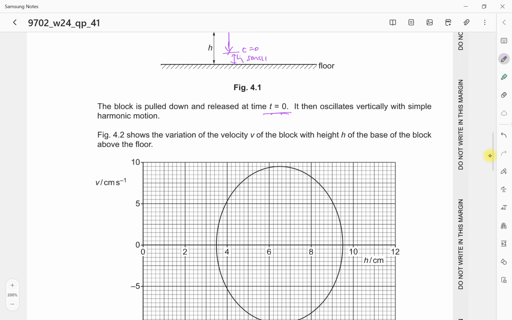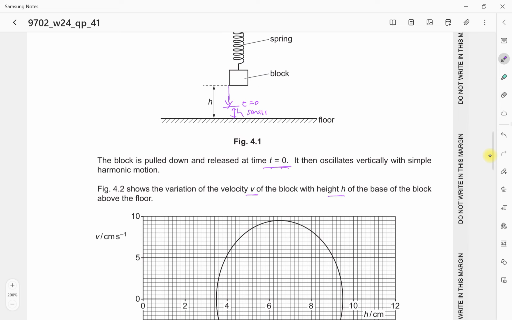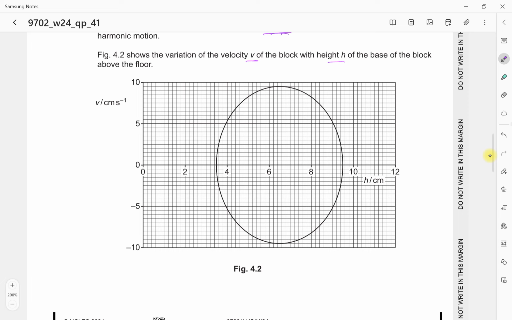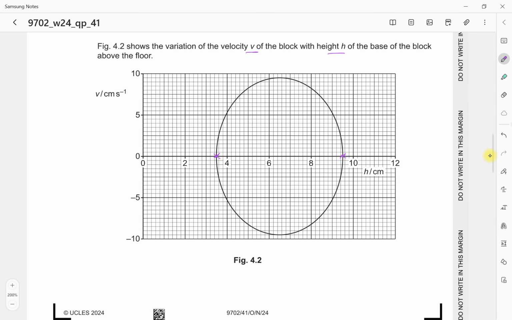The figure shows the variation of the velocity v of the block with height h of the base of the block. Of course, if at t equals 0 the block is at the lowest point, so h is small, that means the velocity is 0 at t equals 0. That is a very important point for the displacement. Determine the amplitude in centimeters. So we're going to find the amplitude by just considering these two positions, this one and this one, and I will divide this by 2.